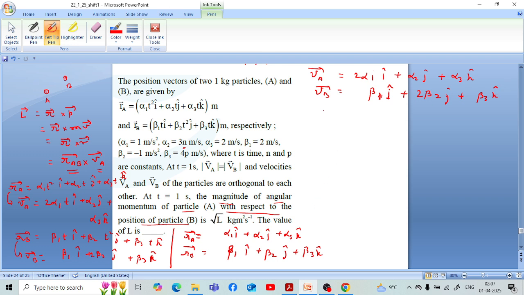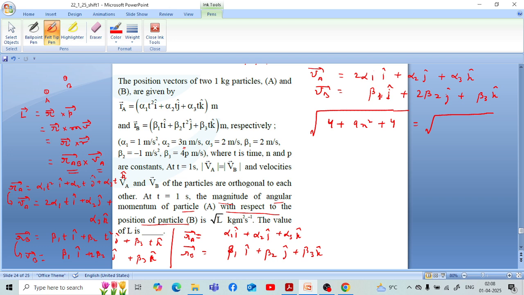Now according to the given condition, the modulus of VA and VB are equal. So it means that the square root of 2 times alpha 1, where alpha 1 is given as 1, so 2 into 1 and its square, which means 4, then alpha 2 square, where alpha 2 is given as 3n, so 3n whole square, which is equal to 9n square, plus alpha 3 square. Alpha 3 is given as 2 and the square of 2 is 4. And this is equal to the modulus of VB.